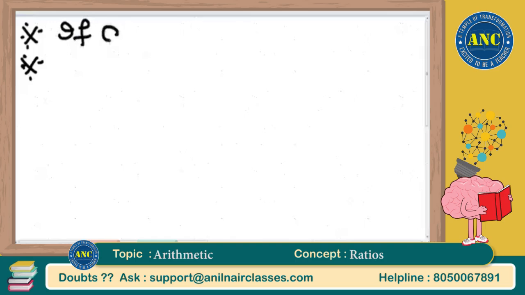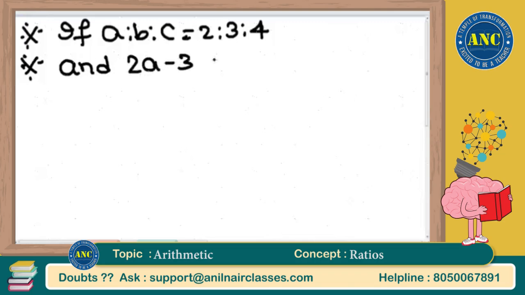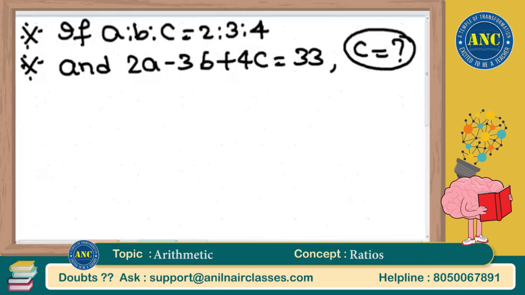If A is to B is to C is 2 is to 3 is to 4, and 2A minus 3B plus 4C is equal to 33, then find the value of C. Find C value is the question. Now see here.